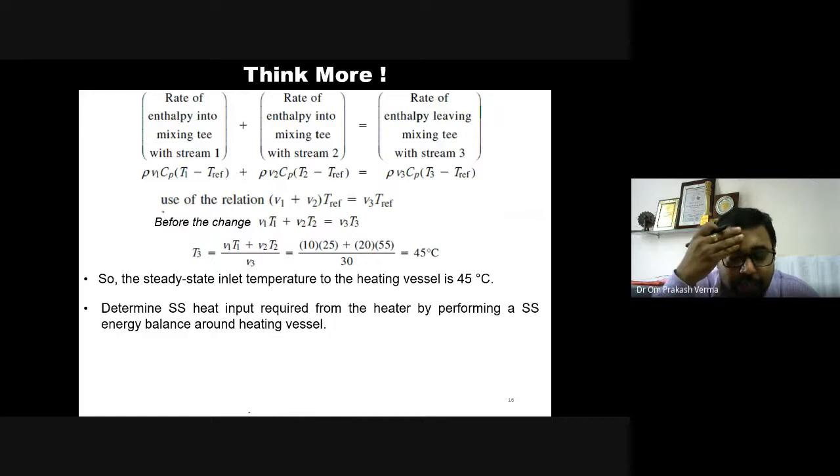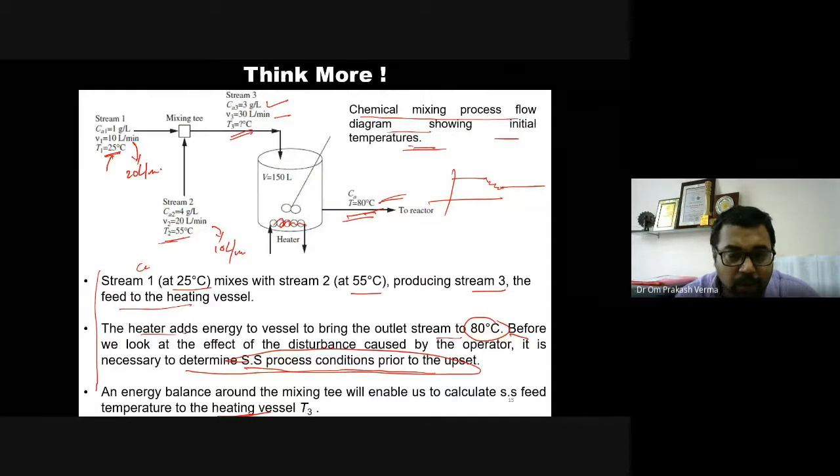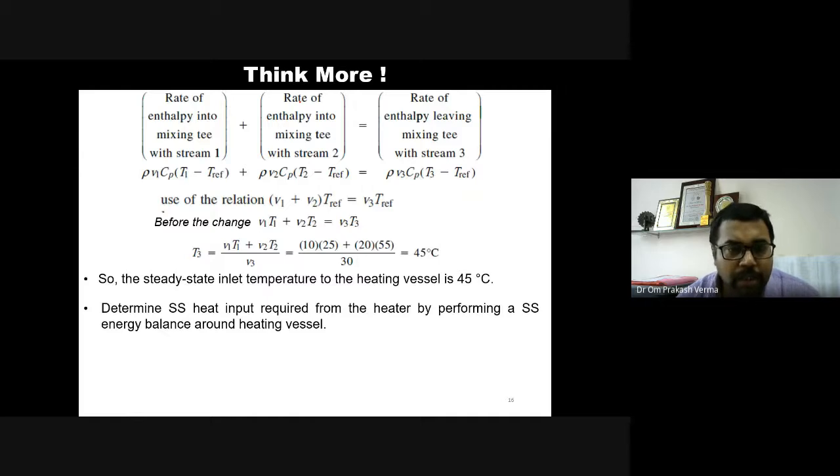Now how will the heating be written? क्योंकि T3 आपको पता नहीं है. We don't know what amount of T3 is going to enter inside this tank. So first we have to determine the temperature T3. Okay, so rate of enthalpy into the mixing tank with steam 1. ठीक है, तो what is the heat? तो अब इसको कैसे कैलकुलेट करेंगे?